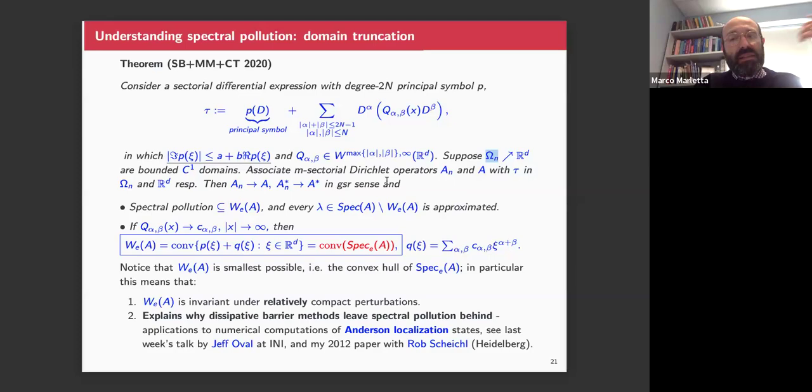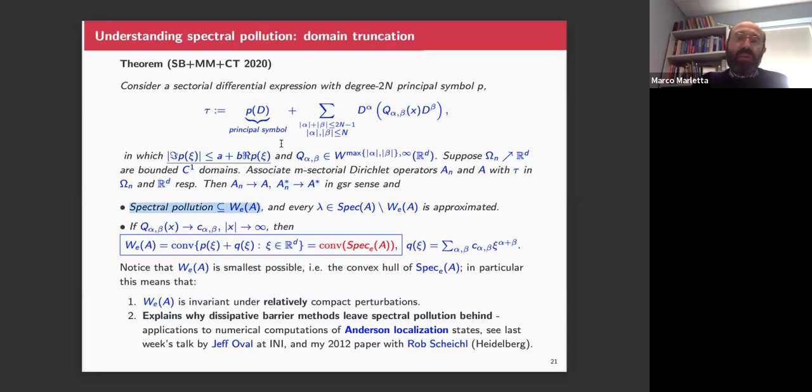Okay, and let's say you're working on one of these smooth bounded domains, then you can impose some Dirichlet boundary conditions and get some associated m-sectorial Dirichlet operator An. And then A will be the corresponding operator associated with this in the whole of L2 of RD. So you can prove that An converges to A. The same is true for the adjoints. This is in generalized strong resolvent sense. And two things happen. First of all, the spectral pollution is all contained in the essential numerical range of A.